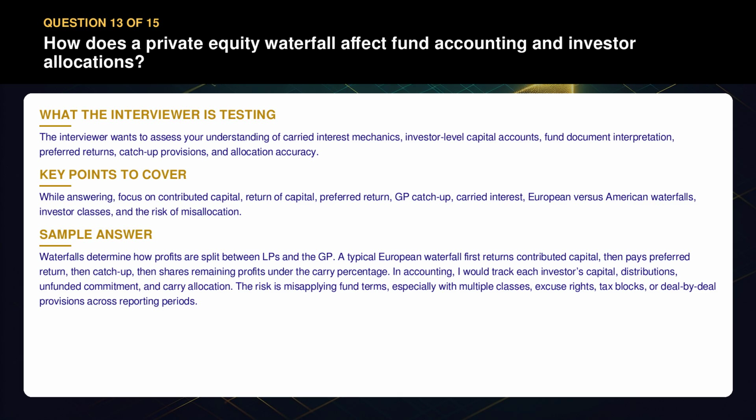Waterfalls determine how profits are split between LPs and the GP. A typical European waterfall first returns contributed capital, then pays preferred return, then catch-up, then shares remaining profits under the carry percentage. In accounting, I would track each investor's capital, distributions, unfunded commitment, and carry allocation. The risk is misapplying fund terms, especially with multiple classes, excuse rights, tax blocks, or deal-by-deal provisions across reporting periods.